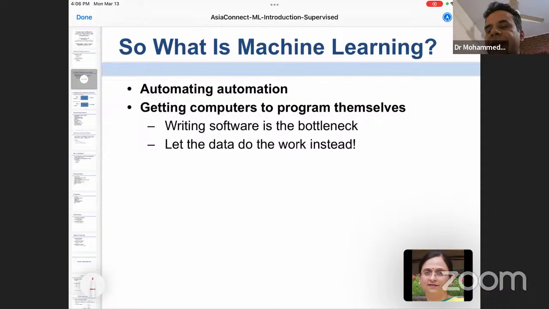So, getting computers to program themselves. Basically, what is automation? Automation is just writing some software code to do some task automatically. The main bottleneck here is writing the software. Sometimes it is very complex to write software code to do the automation. So rather than that, we can do automatic programming: we give the data and the computer writes the program itself to do the task. So this is, in a nutshell, machine learning.